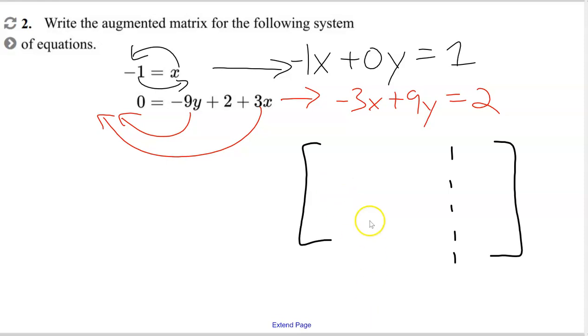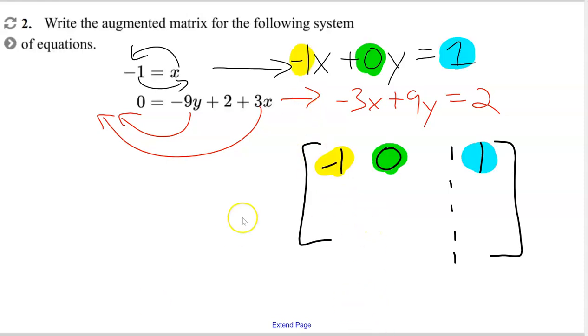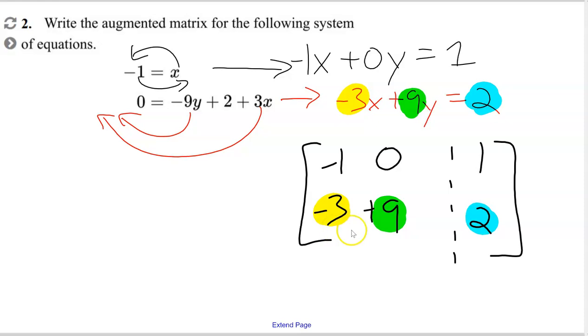Now I'm going to set up our matrices like so, and I'm going to plug each one in. I'm going to plug in -1, 0, and 1 for the first row, and -3, 9, and 2 for the second row. And again, you don't have to put the plus, but it doesn't hurt.